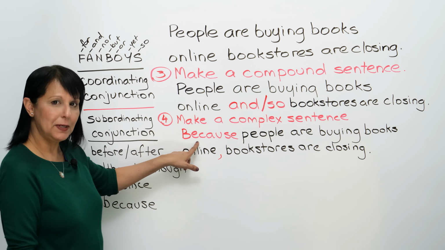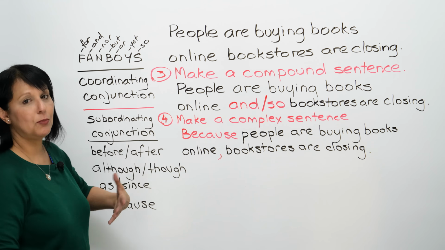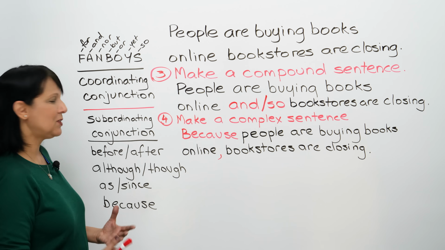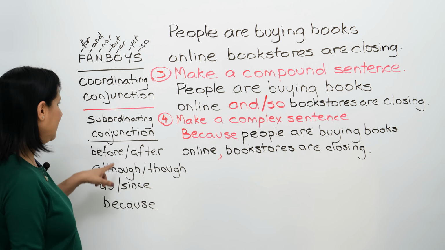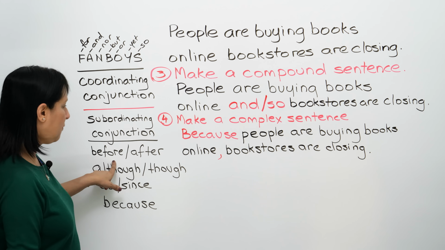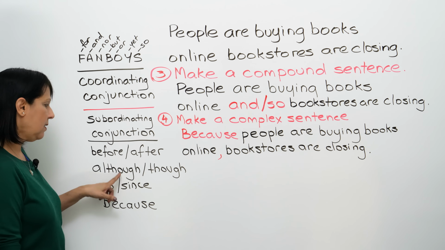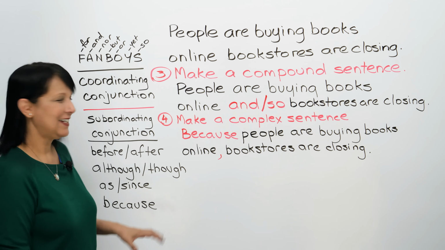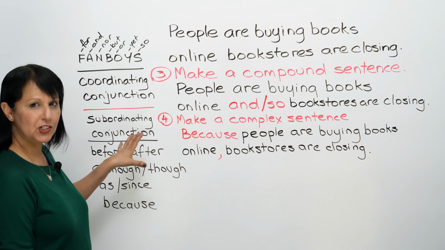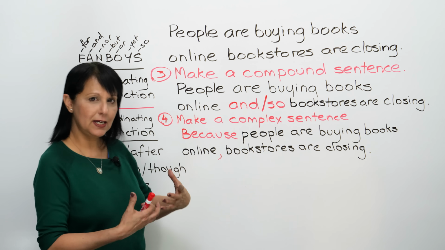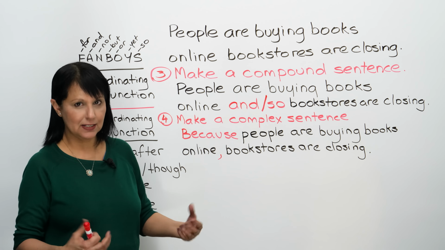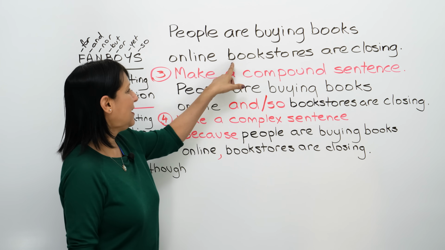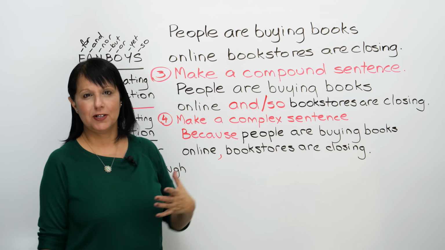So words like because, these are called subordinating conjunctions for those of you who love grammar. And examples of subordinating conjunctions are because, before, after, although, though, as, and since. These are examples of subordinating conjunctions that we can use to create complex sentences to solve the problem that we were originally trying to solve of a run-on sentence or a comma splice.